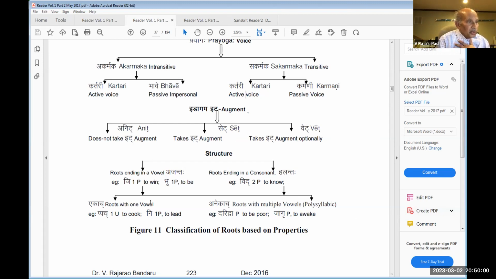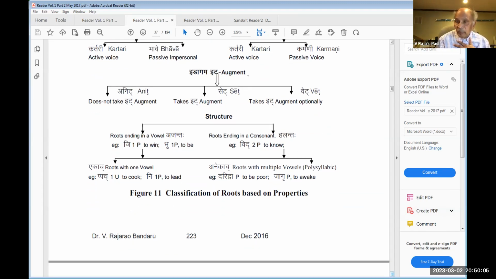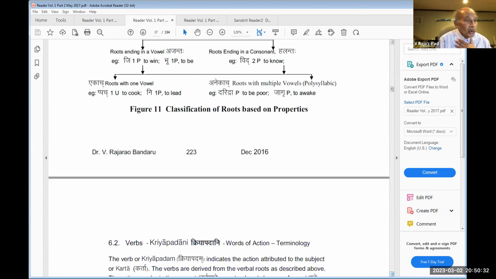Then more important is the last one. The reason is when you are making the verb, you have to know what the root ends with, whether it ends with a vowel or a consonant. Because if it ends with a consonant, like dakara, and the pratyaya you are adding is a consonant, you have to be cognizant about consonant sandhis. That's the only reason. Those are the roots you have to know.